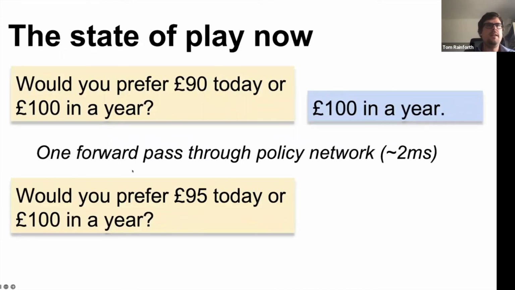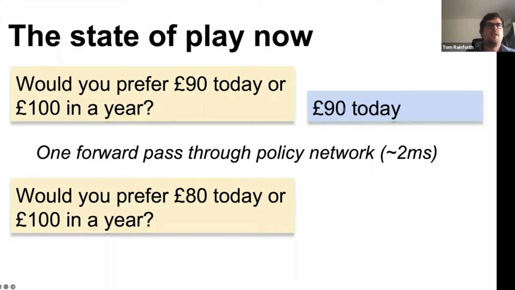And so what this will now mean is if you come along and you've trained one of these DAD networks on this problem we've been having throughout, and we get asked, would you prefer £90 a day or £100 a year? Say we respond £100 a year, it'll take, I think for this, when we did it, about 2 milliseconds to then decide the next question it should ask is, would you prefer £95 a day or £100 in a year? And we see that we get a bit more information.